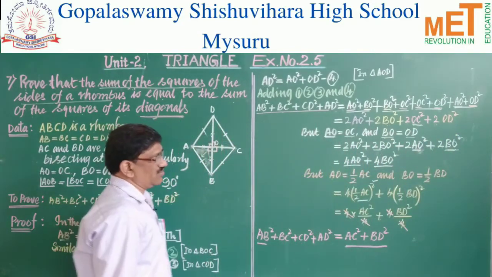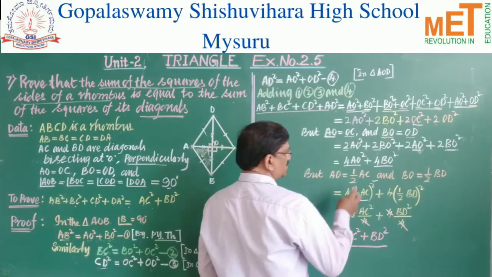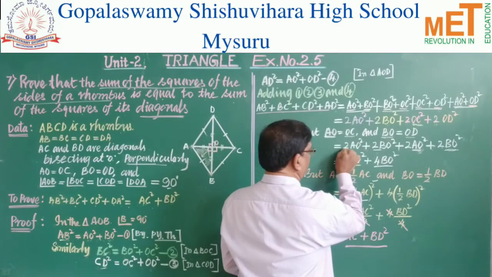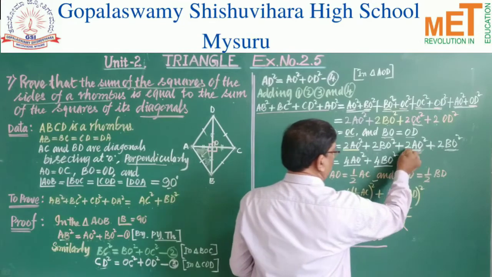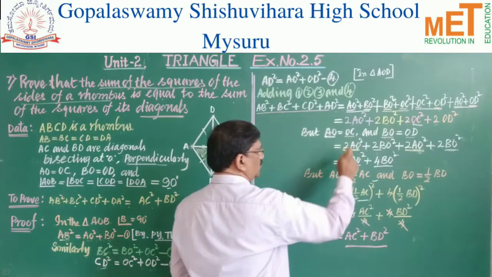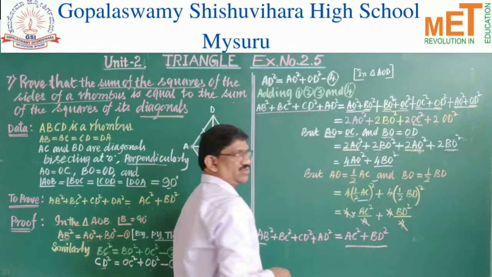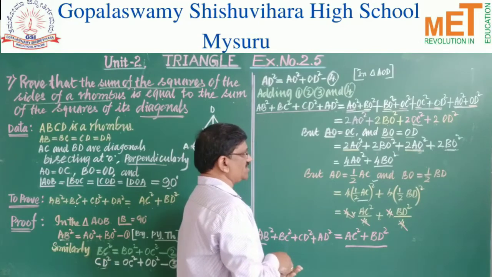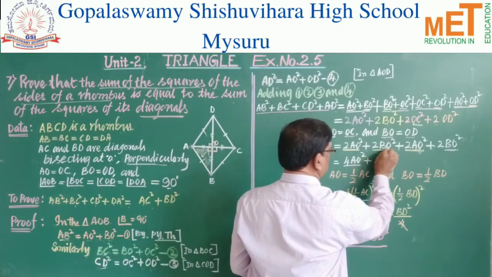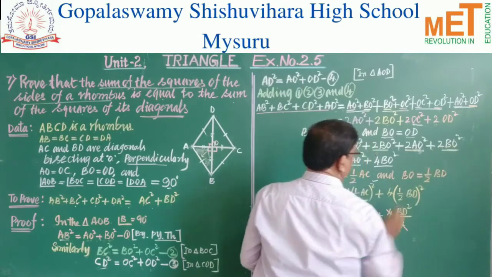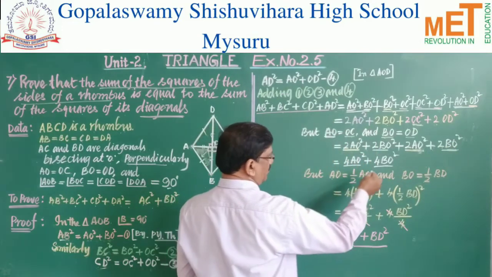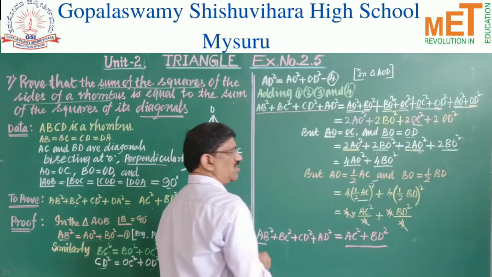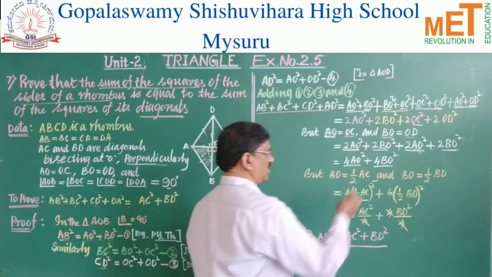So here also now we can find the common terms, that is 2 AO square and here it is 2 AO square. Together they make 4 AO square. Clear, children? Similarly, there are 2 BO square plus 2 BO square. Totally, how many BO squares are there? There are 4 BO squares. Clear, children?